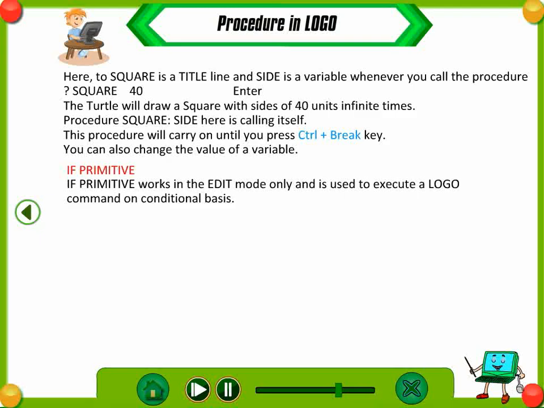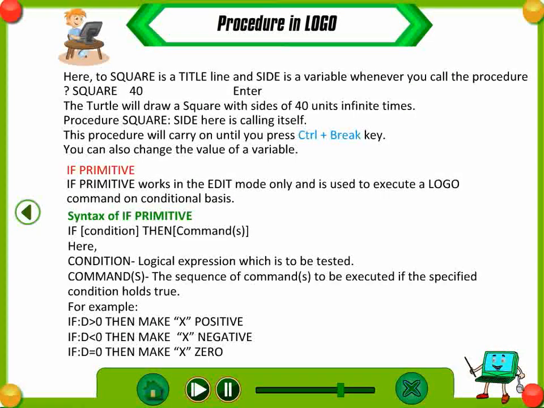The if primitive works in the edit mode only and is used to execute a Logo command on a conditional basis. Syntax of the if primitive: if condition, then commands. Here, condition is the logical expression which is to be tested, and commands are the sequence of commands to be executed if the specified condition holds true. For example, if d is greater than 0, then make x positive. If d is less than 0, then make x negative. If d is equal to 0, then make x 0.